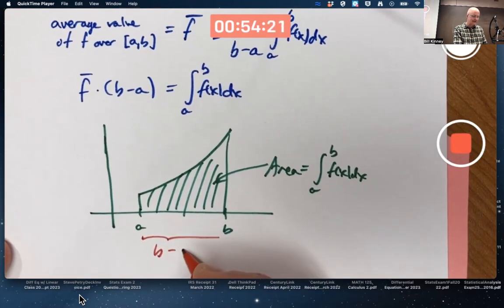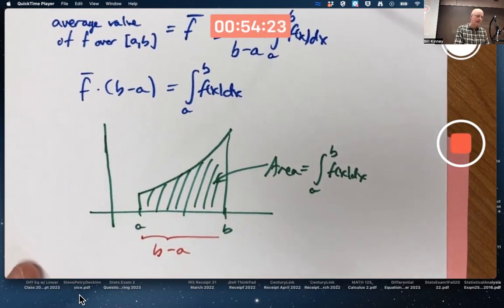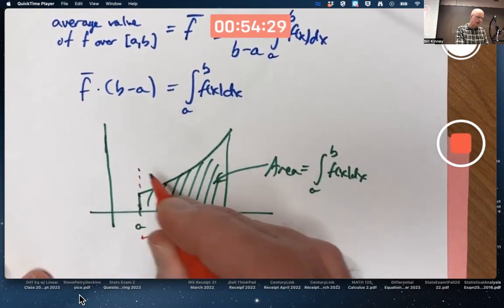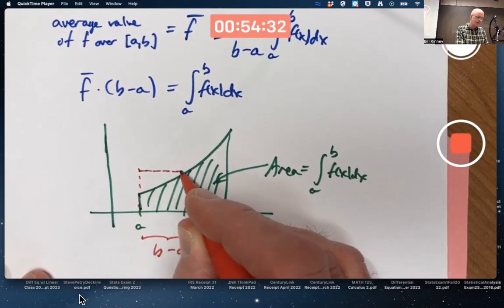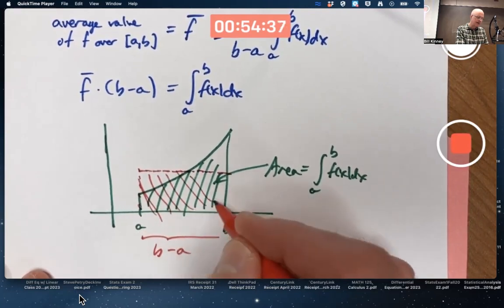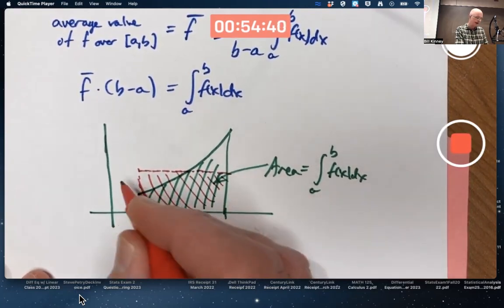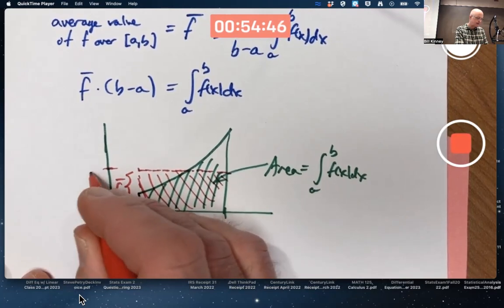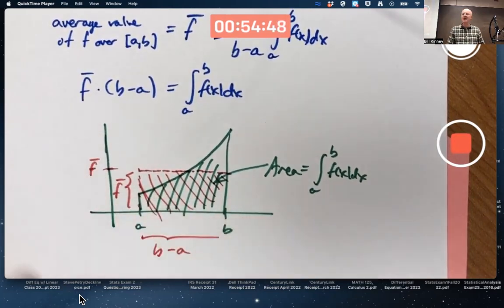b minus a is this length right there. If I make a rectangle with a height chosen appropriately, maybe about this high, so that the area of this rectangle is the same as the area under the curve, then that height right there, that's going to be f average or f bar. This is f bar here. f is a function, f bar is a number. That's a little confusing with the notation. That might not seem like such a big deal, but it is a pretty big deal.